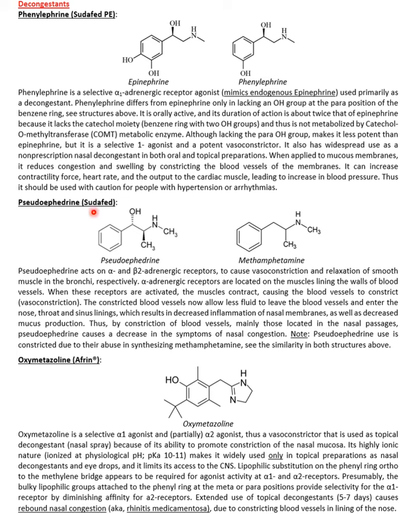The second example of a decongestant that also works through the alpha adrenergic receptor is pseudoephedrine. By comparing it to epinephrine, the endogenous molecule, you would see the two OH groups here removed, and a CH3 group here added, besides the difference in the stereoisomerism in this atom.